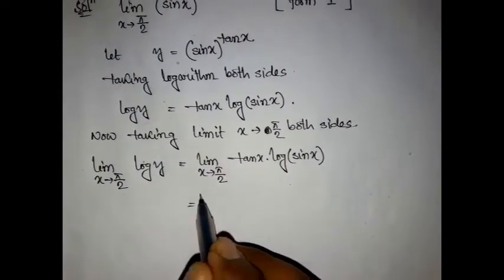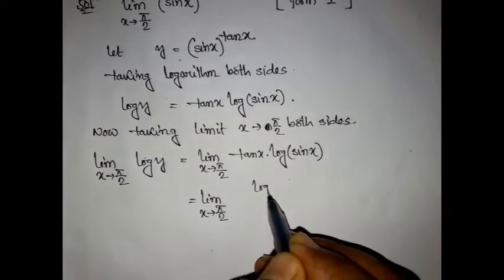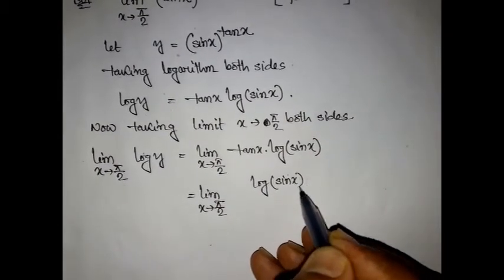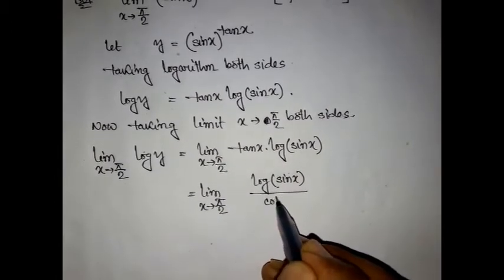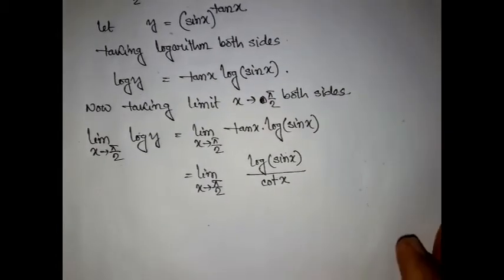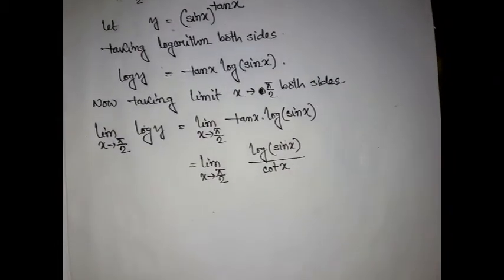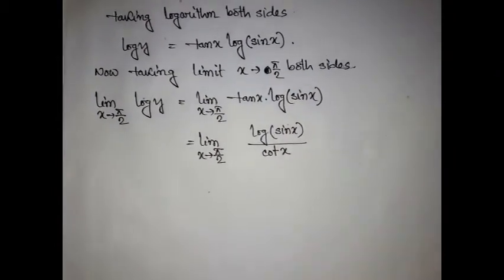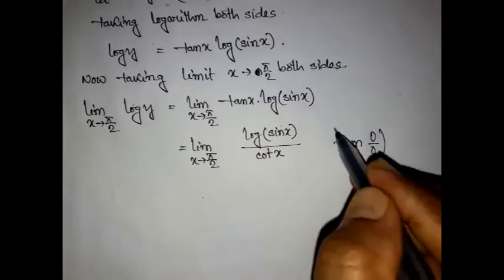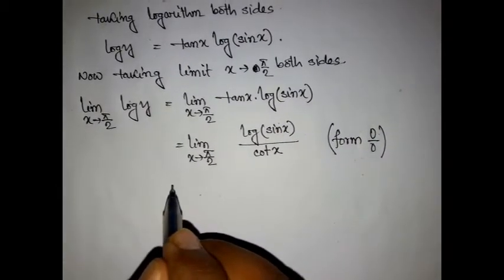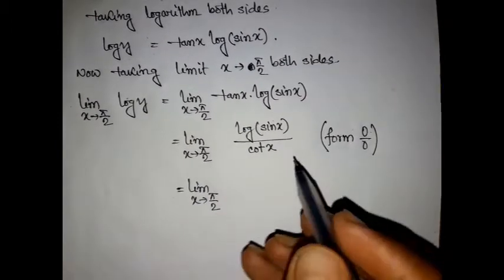If you do it, then it will be limit x tends to pi by 2 of log of sin x. If you consider this tan x in the denominator, then it will be cot x, is it not? Cot pi by 2 means what? Tan pi by 2 is infinity, so cot pi by 2 is definitely 0. So now it is the form 0 by 0. So now we have converted it into the form 0 by 0. Now use L'Hospital rule. Therefore we can consider derivative in numerator and denominator.